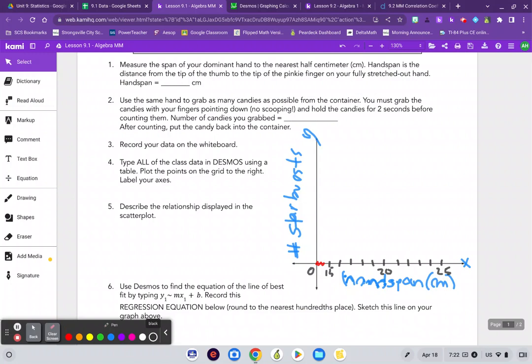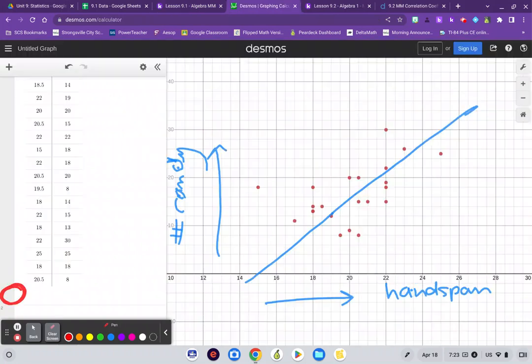As far as the y-axis goes, we ranged anywhere from 5 all the way up to 30. We just went by 5s: 5, 10, 15, 20, 25, 30. Then, based on this scatter plot that we have here, we plotted our points.